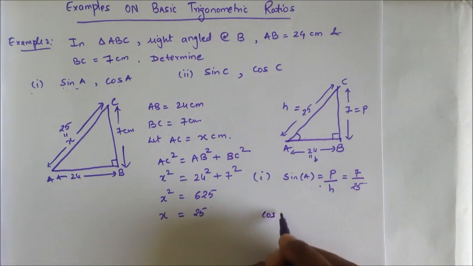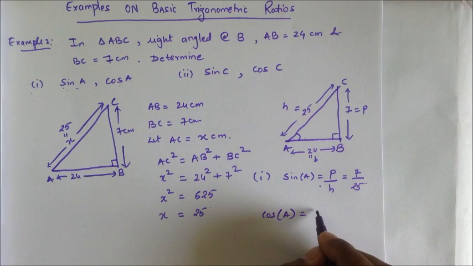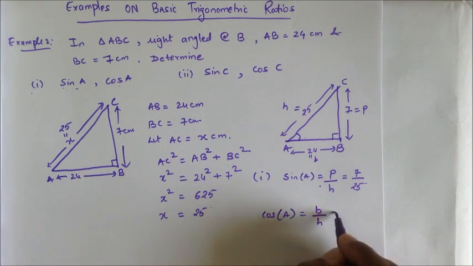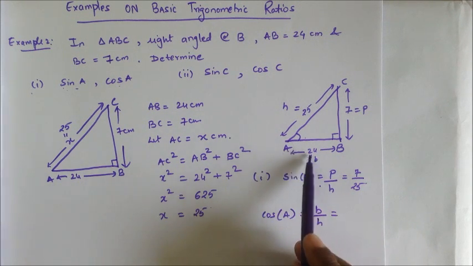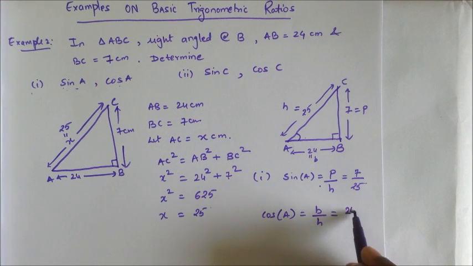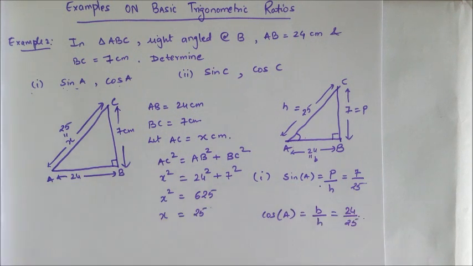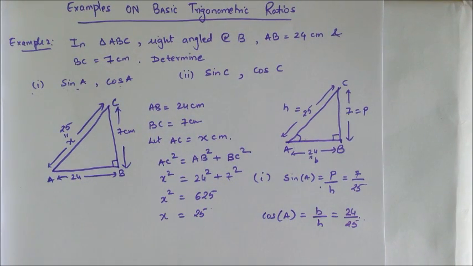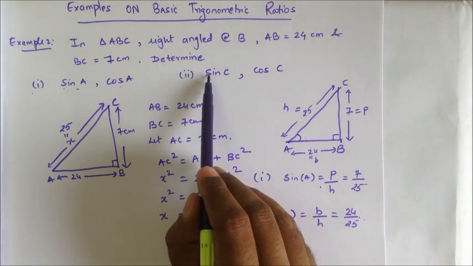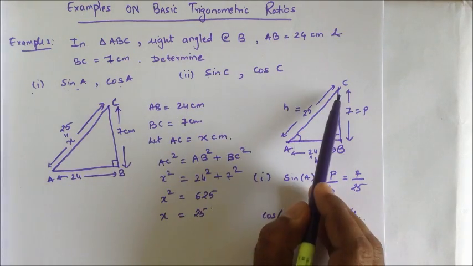Similarly, cos of A. Now cos is the ratio between base and hypotenuse. For angle A, the base is AB, which is of length 24 and the hypotenuse is 25. Hence cos of A would be equal to 24 upon 25. Moving to the second case. Now in this we have to find sine of C and cos of C. We have to take angle C.